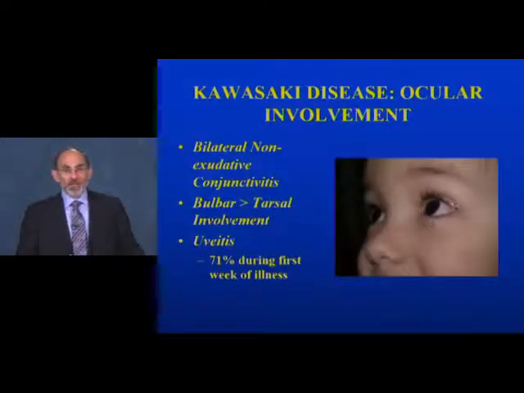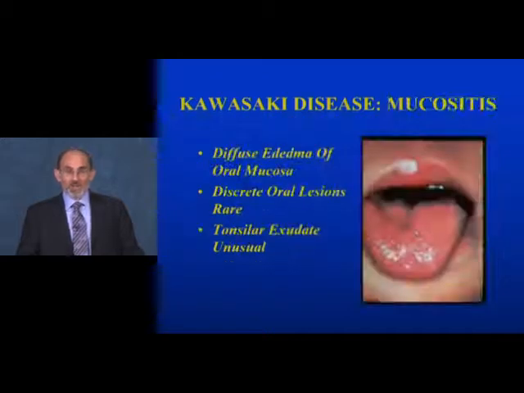The ocular involvement is this limbal sparing conjunctivitis. So you see these bright red injected vessels with sparing along the margins of the conjunctivae. And it's more visible in the bulbar rather than the tarsal conjunctivae. And if you are not sure if a child has Kawasaki disease, often it's helpful to get a slit lamp exam, because up to 3/4 of children during the first week of the illness will have uveitis detectable on slit lamp exam, and many of the mimics of Kawasaki disease do not cause uveitis.